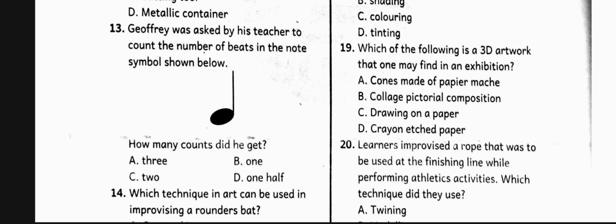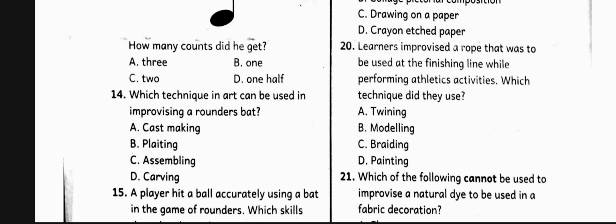That one is 3D. Then number 20, learners improvised a rope that was to be used at the finishing line while performing athletic activity. Which technique did they use? In improvising, you can use braiding, no? Twining, yeah, you can use twining. The correct one is A.